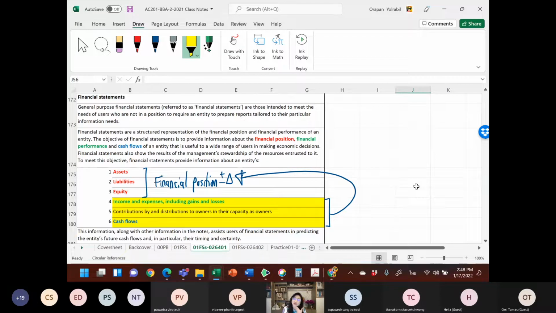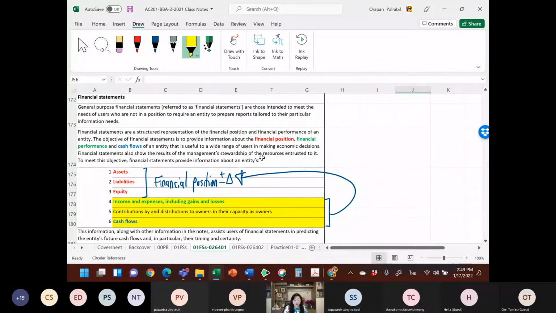So let me show you this information about financial statements. The financial statements are actually prepared for the public, right? Not for a specific group of users. So that's why we call these general purpose financial statements, right? Basically, the company will prepare the financial statements so that the users can assess the financial position of the company, the financial performance of the company, and also the cash flow, right?